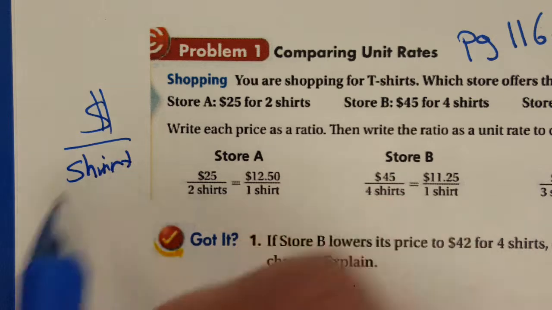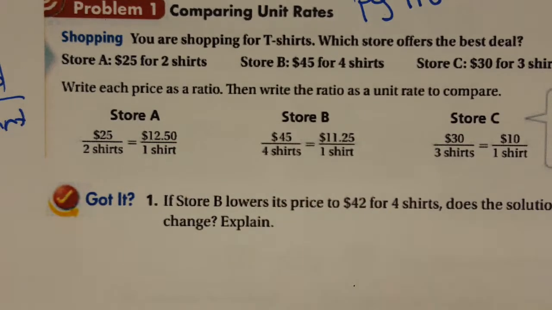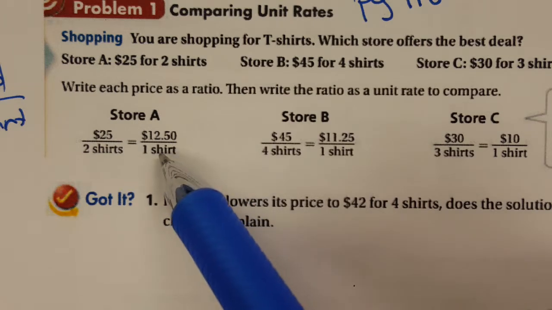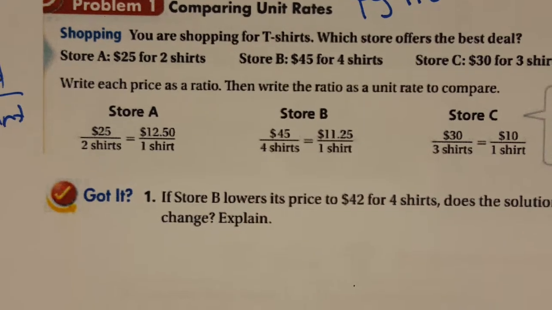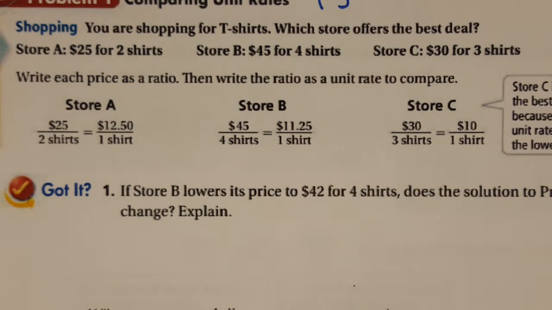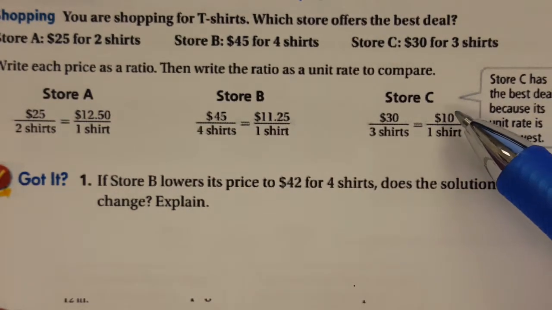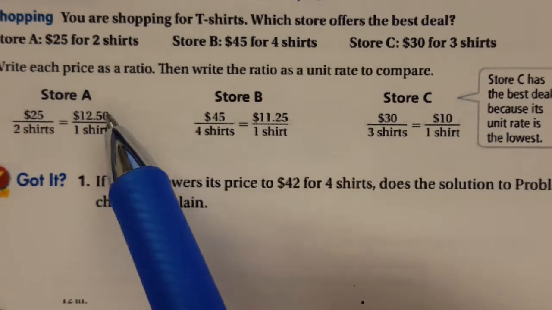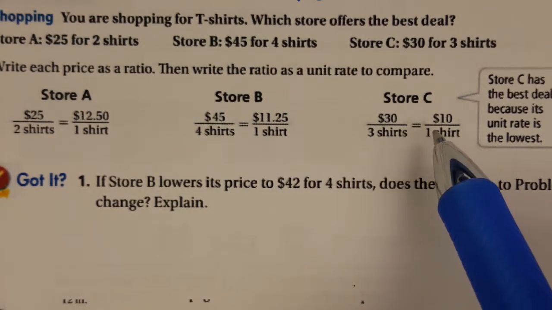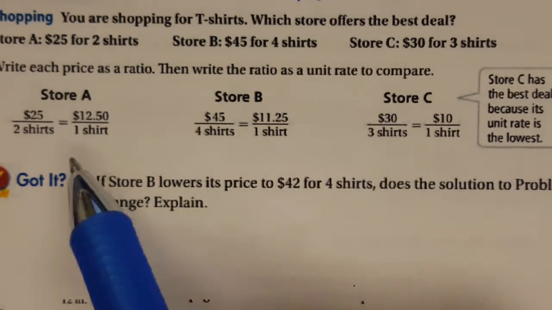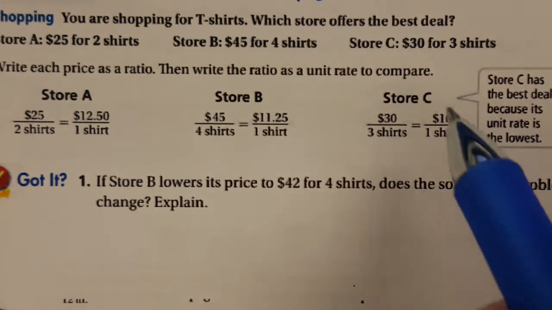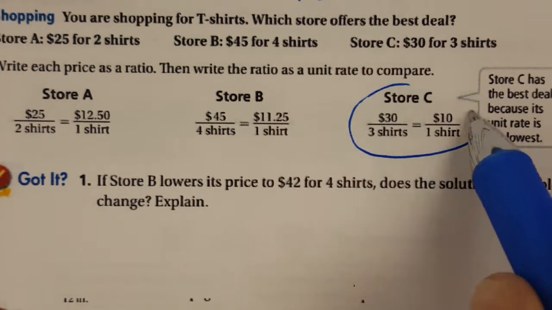Oops, if I could spell. There we go. So they take the dollars divided by 2 shirts. It's going to be $12.50 per shirt, per 1 shirt. Store B is going to be $11.25 per shirt, and then store C is going to be $10 per shirt. So it's pretty reasonable to figure out what the cheapest, best use of your money is going to be. You're going to spend more, you're going to spend more, you're going to spend the least right here. $10 per shirt. So store C is the winner.